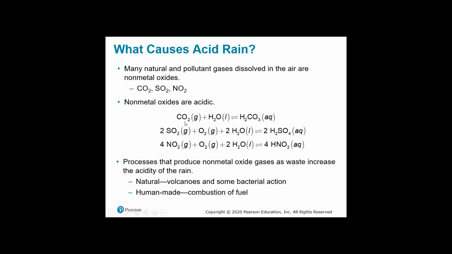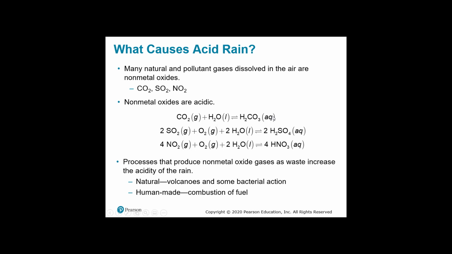So if we look here, CO2 combines with water and makes carbonic acid. If we look at the next one, the SO2 comes into contact with oxygen and water and produces sulfuric acid. And we have NO2, which comes into contact with oxygen and water and produces nitric acid. These processes produce nonmetal oxide gases as waste and increase the acidity of the rain.